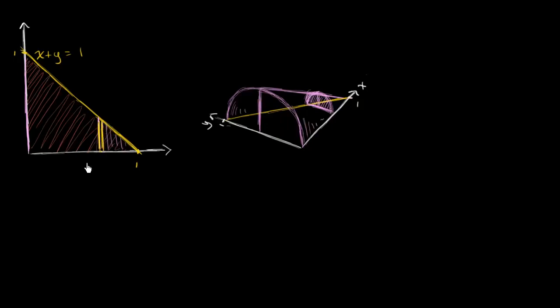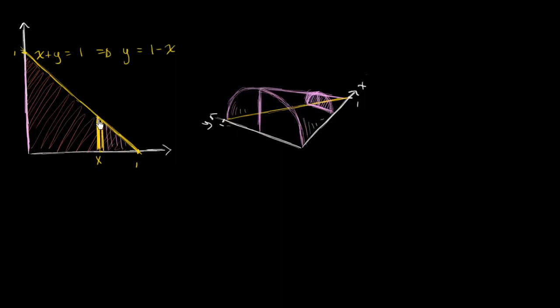So let's say that right over here at x, what is going to be the diameter of the disk at x? Well, to think about that, we just have to re-express x plus y is equal to 1. That's the same thing as saying that y is equal to f of x, which is equal to 1 minus x.